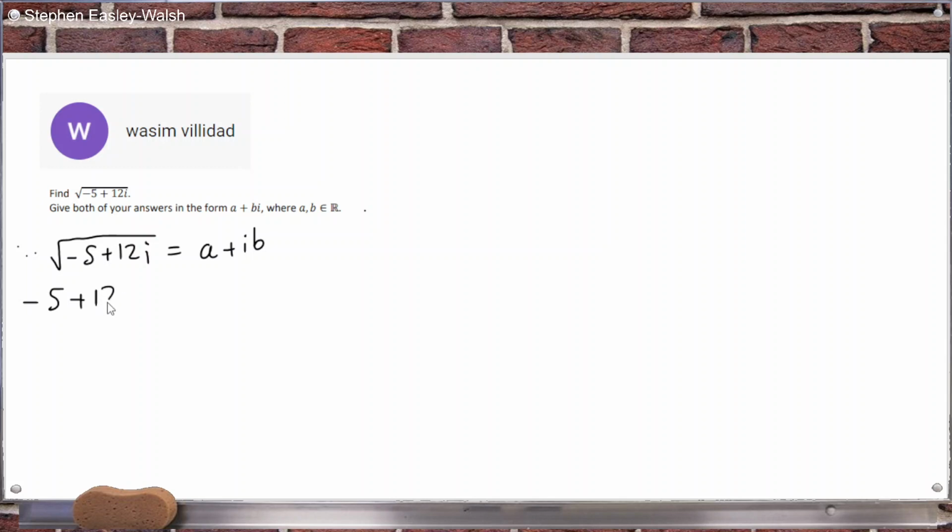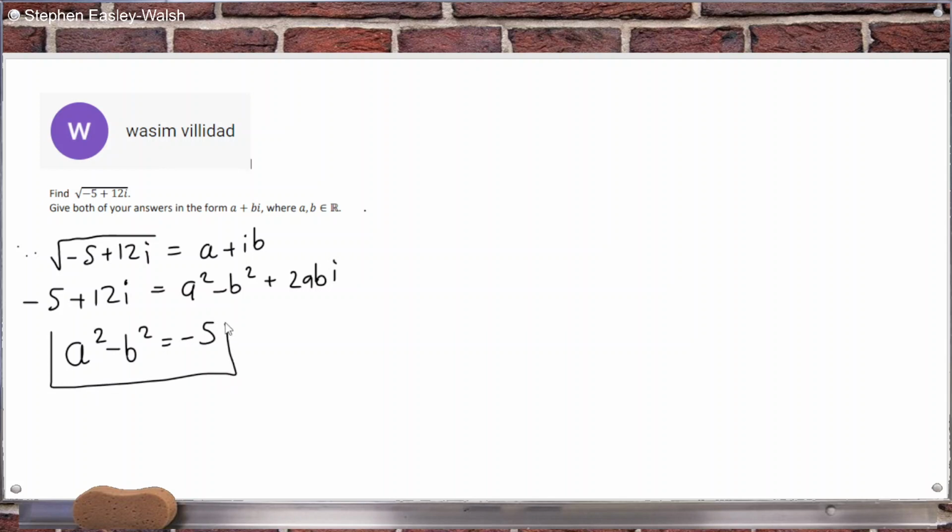Minus 5 plus 12i equals a squared minus b squared plus 2abi. And what I usually do is I form two equations here: a squared minus b squared equals minus 5, and then ab equals 6. But what he suggested is I don't do that. I just take the first equation and then form a second equation slightly differently.